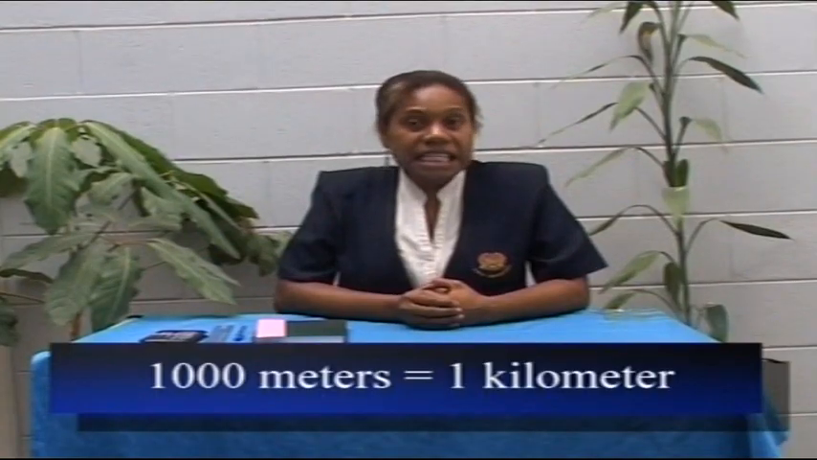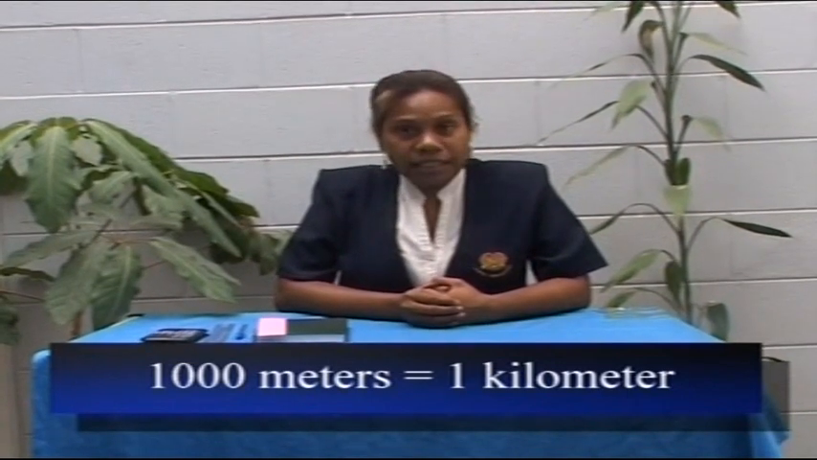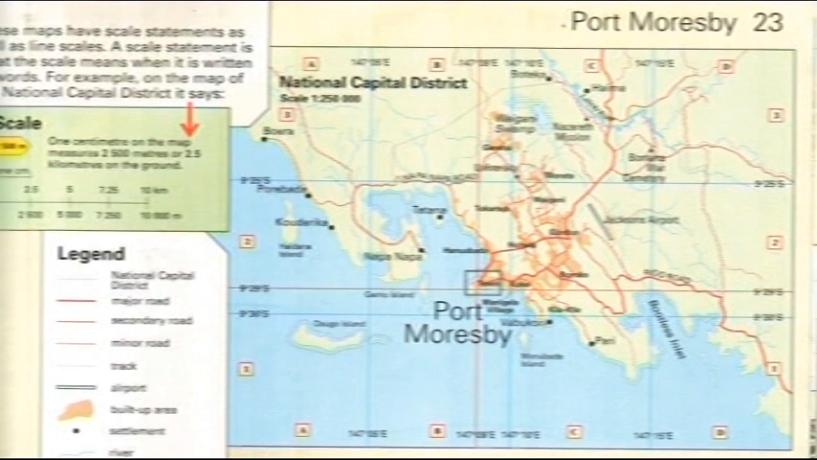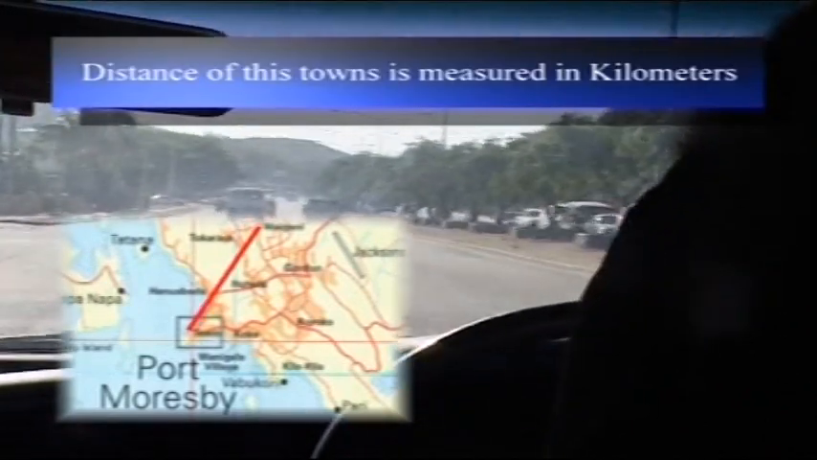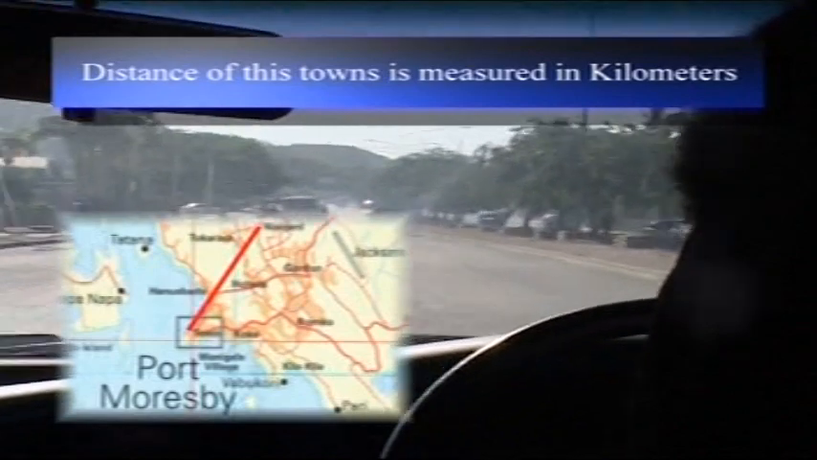1,000 meters is equal to 1 kilometer. Now the next unit of length, after meters, is kilometers. What are some of the things that can be measured in kilometers? Distances of places can be measured in kilometers. For example, traveling in a car from town to Waigani. The distance of these two towns is measured in kilometers.